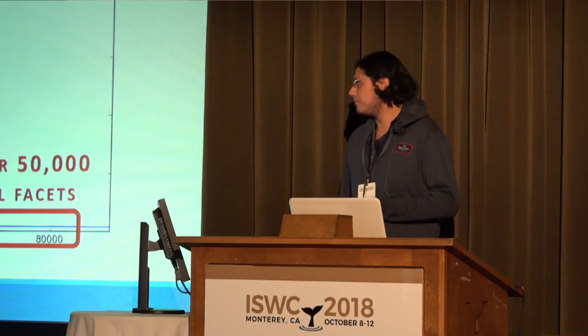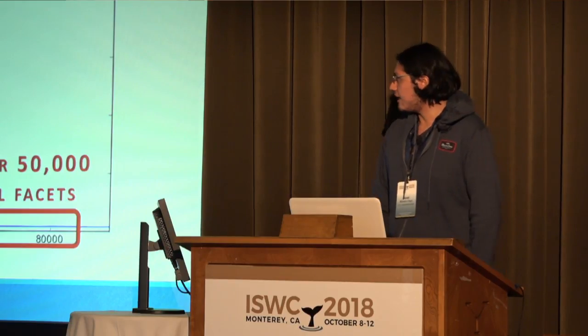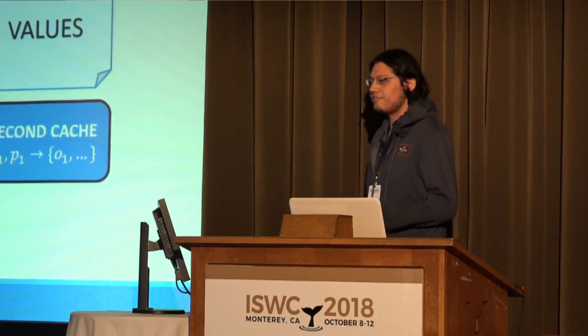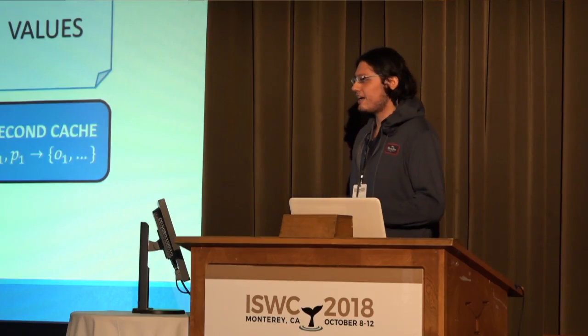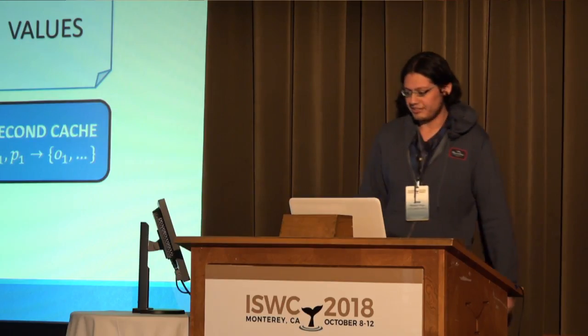The queries can contain multiple facets. So we need a cache for storing the combination of facets. And for the caching structure, we have all the queries with more than 50,000 results. And for each one, we need to store in a cache the properties and values for these queries.